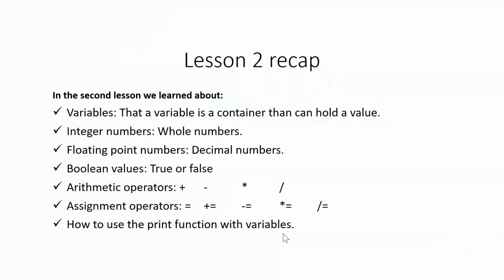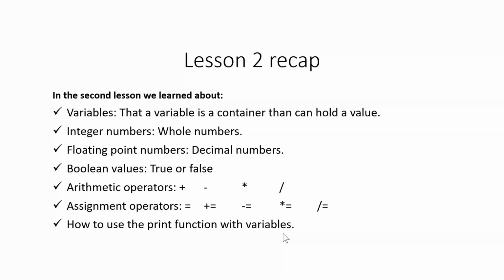So just a quick recap on lesson 2. What did we learn? Well, we looked at variables, and that a variable is just a container that can hold any value. There are 4 main types. We have integers, which are whole numbers. We have floating point numbers, which are decimal numbers. We have Boolean values, which are true and false. We have strings, which we'll cover in a later section.